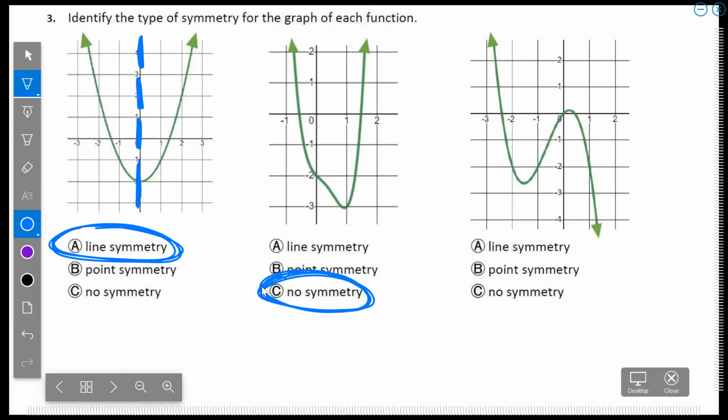What about the very last one? Line symmetry? Point symmetry. That point would be somewhere right around here. If I put a push pin there and I made the top the bottom and the bottom the top and I spun it around, it would land right on top of itself. So we have point symmetry here. So far, so good? Awesome.